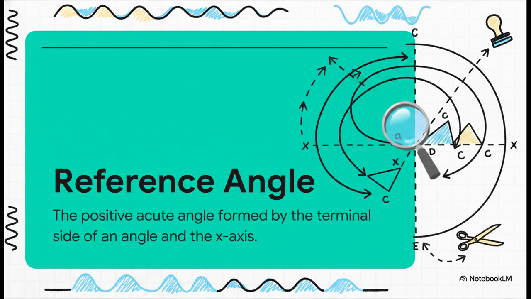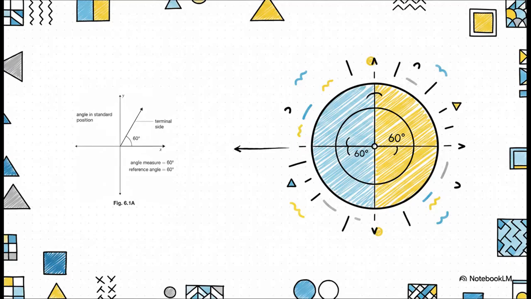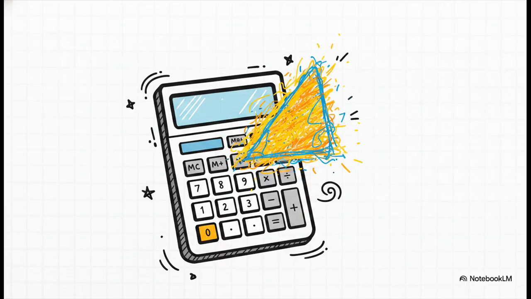Think of these as a simple copy-paste trick for handling massively terrifying angles. Look closely here. That massive 120-degree angle is literally just a 60-degree angle wearing a disguise. Your calculator actually does this automatically. It secretly uses that hidden acute angle as its ultimate cheat sheet.